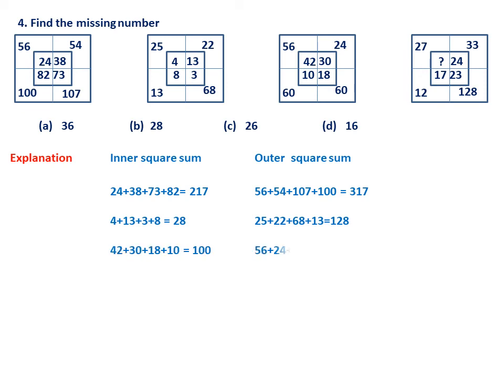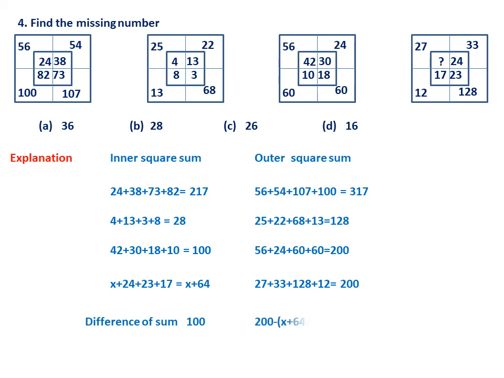Let us check whether this is true in the third case also. So sum of the inner square numbers is 100. Sum of the outer square numbers is 200. Difference between them is 100. So definitely, if the sum of the inner square is x plus 64 and sum of the outer square is 200, the difference must be 100. So it should be 200 minus (x plus 64) must be 100, which will give you x equal to 36. So I think A is the correct option. Now let us go to the last question.